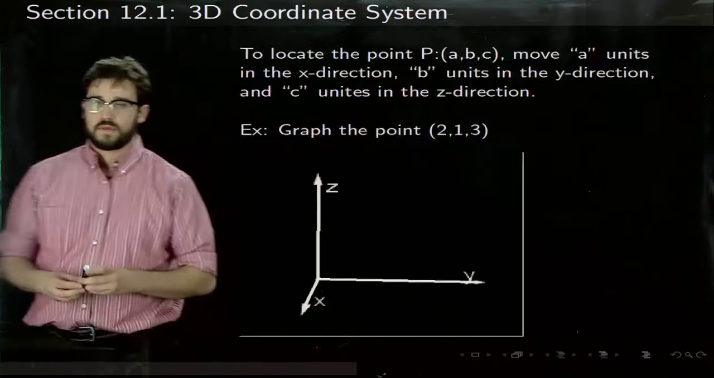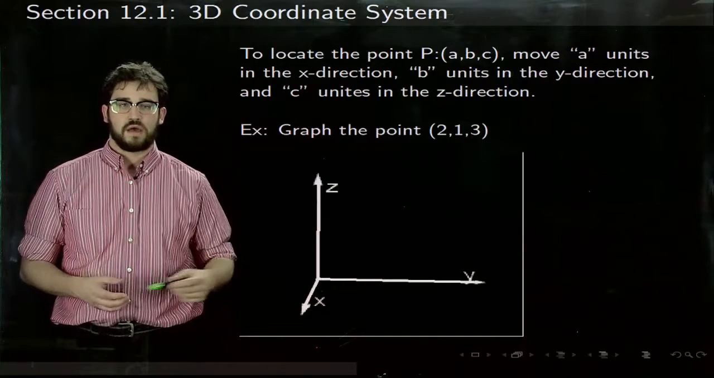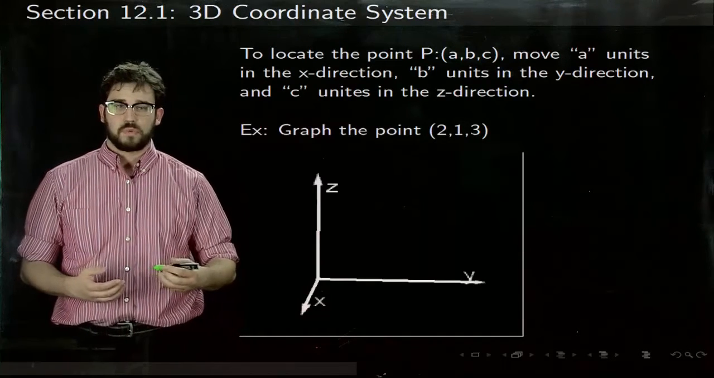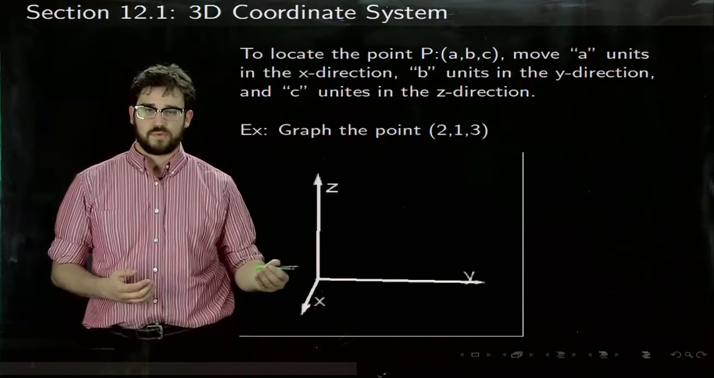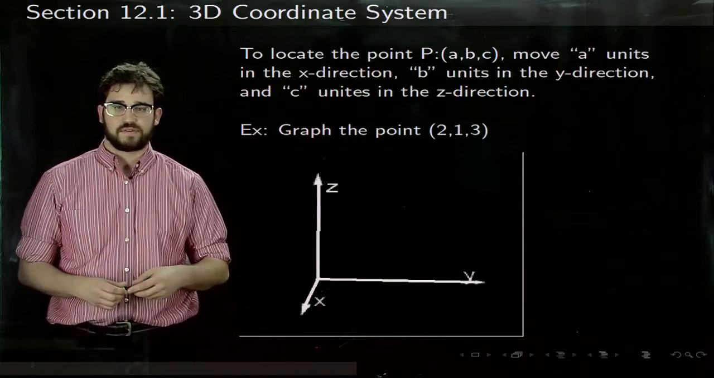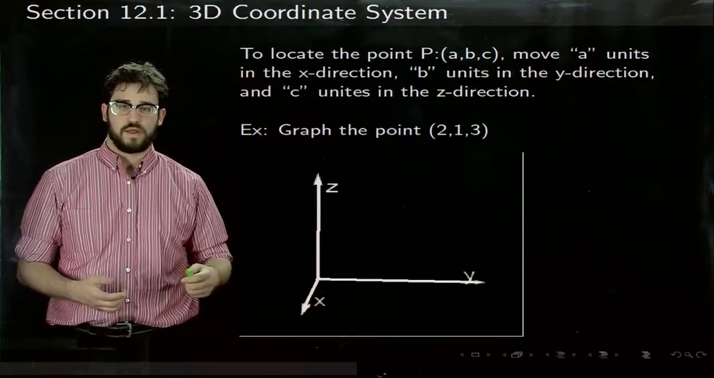z should be. So suppose we want to locate a point P, (a, b, c). What do we need to do? We need to move a units in the x direction, b units in the y direction, and c units in the z direction. So let's say we were asked to graph the point (2, 1, 3).